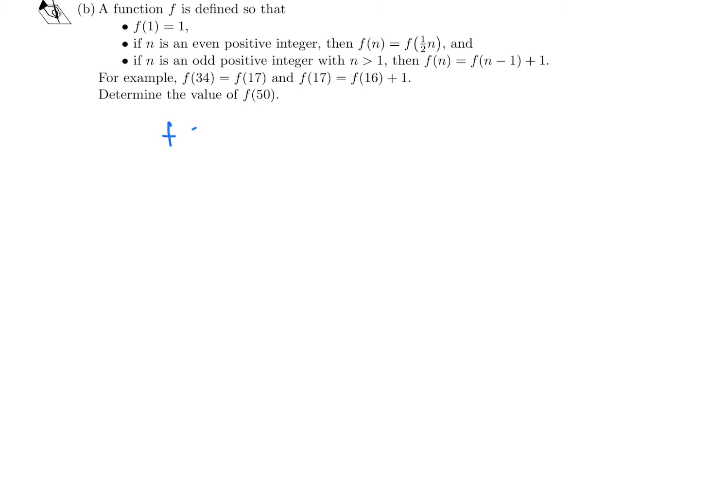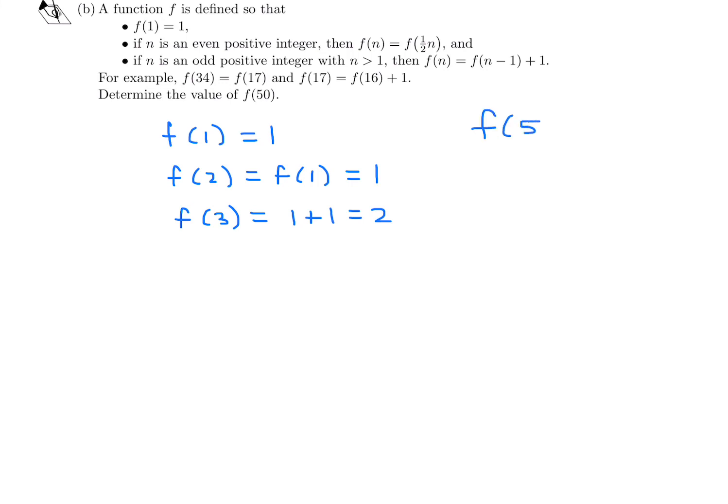Well, let's just do a first few. F at 1, that's the one they give you. F at 2, based on the formula, would be f at 2 over 2, which is f at 1, which is just 1. And then f at 3 would be f at 2 plus 1, so that'd be 1 plus 1, which is 2. Okay, so f at 50 is what they want me to figure out. So I'm going to actually go backwards. F at 50 is the same as f at 50 over 2, which is f at 25.